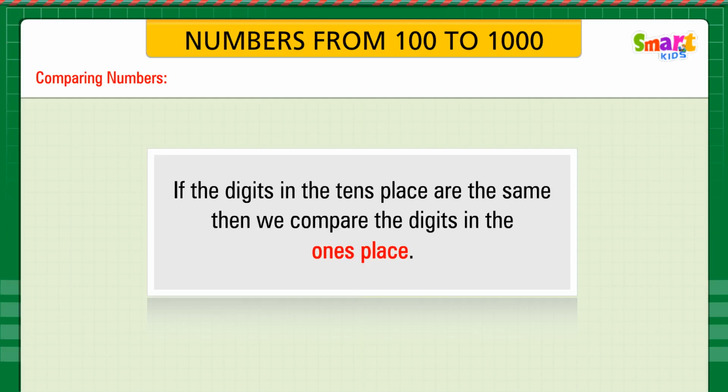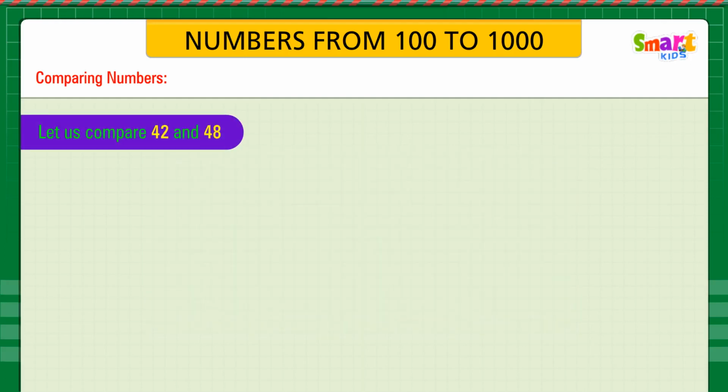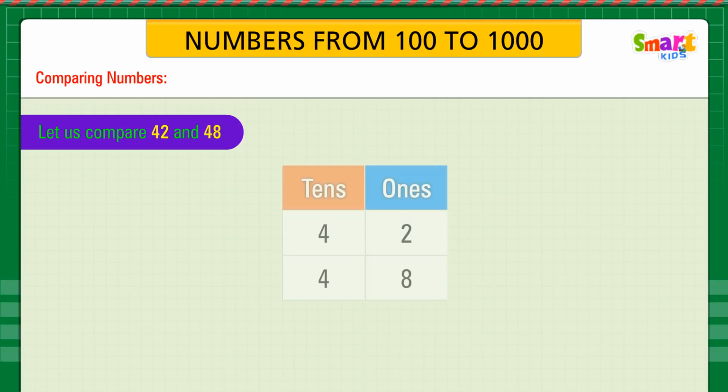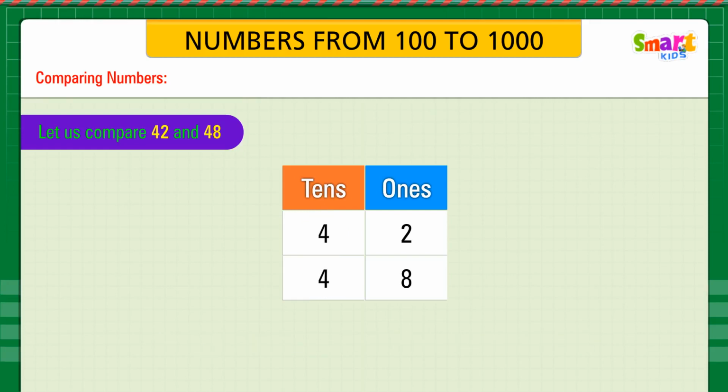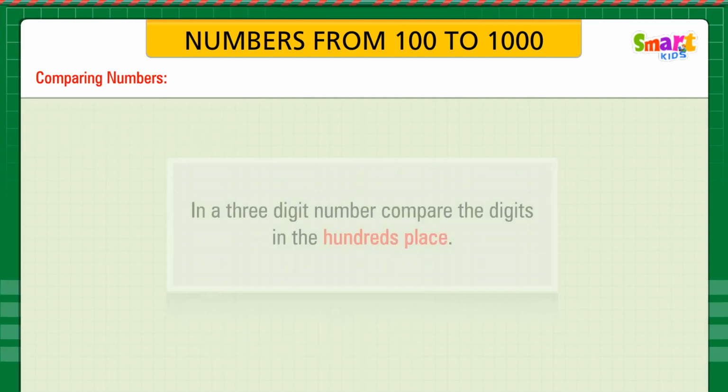If the digits in the tens place are the same, then we compare the digits in the ones place. Let us compare 42 and 48. The digit in the tens place of both the numbers is 4. The digits in the ones place are 2 and 8. 8 is greater than 2. Therefore, 48 is greater than 42.